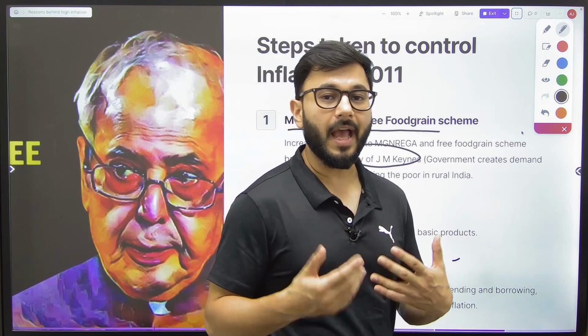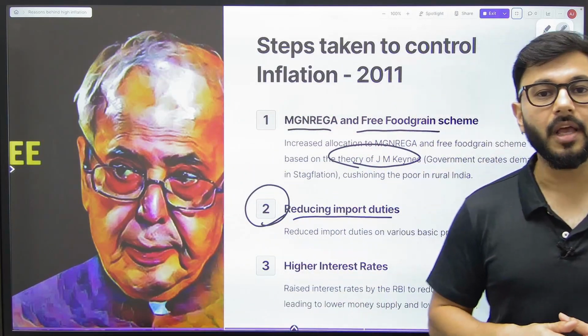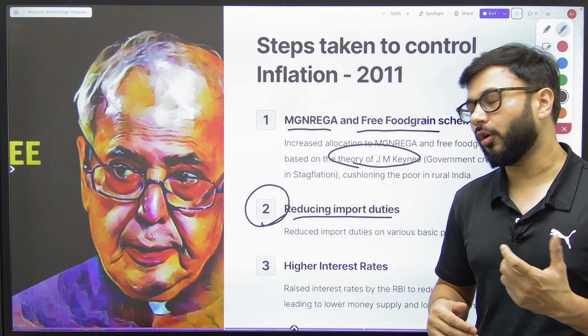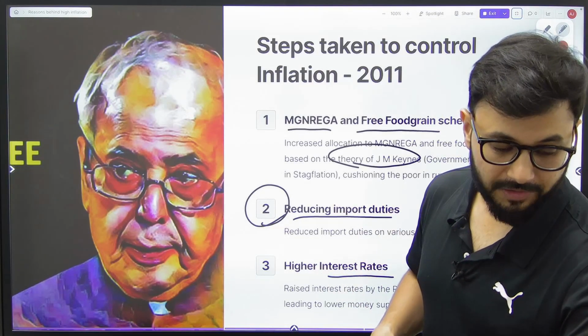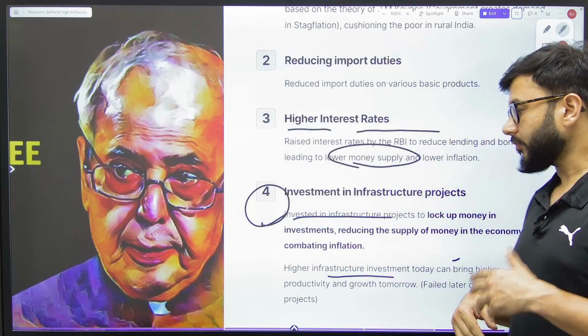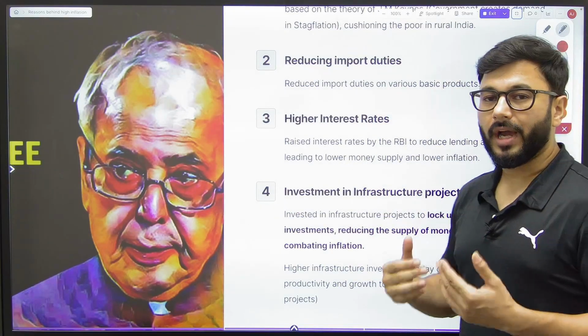Because the government has to somehow try and control the prices, and taxes are one major way of doing that. Number three, high interest rates. This is something we do even today. The RBI raises the policy rates. Why does it raise policy rates?